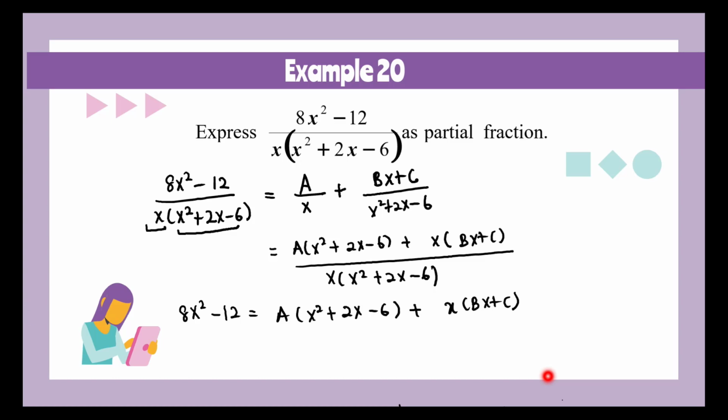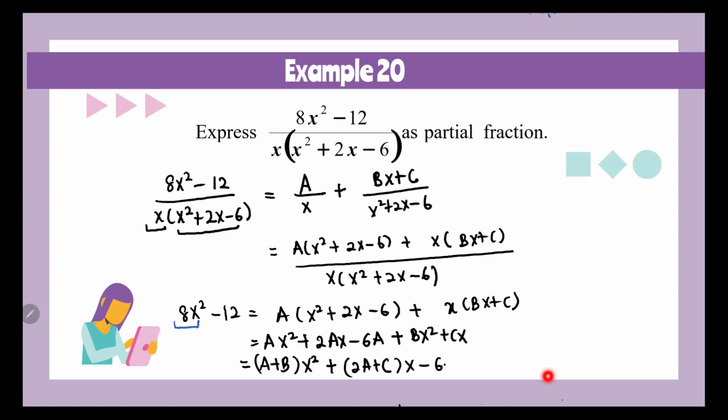Now our aim here is to find A, B and C. In this question, we will be using comparing coefficients. When we expand this, we will get Ax squared plus 2Ax minus 6A plus Bx squared plus Cx. We're going to collect from the highest power, which is x squared. So we will get (A plus B)x squared, followed by (2A plus C)x, followed by minus 6A. Okay students, now we will compare our left hand side with our right hand side.